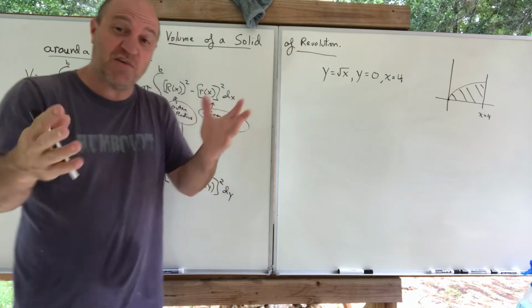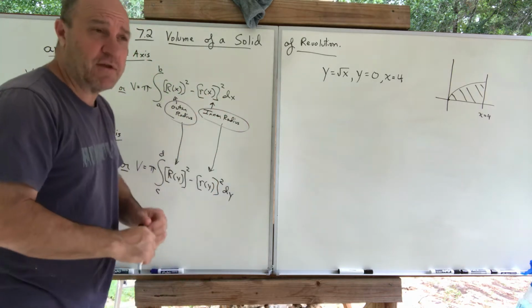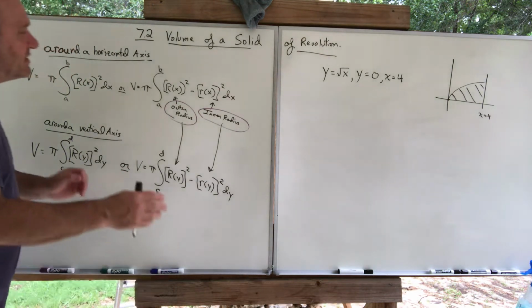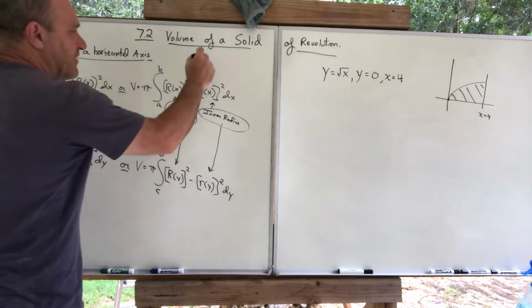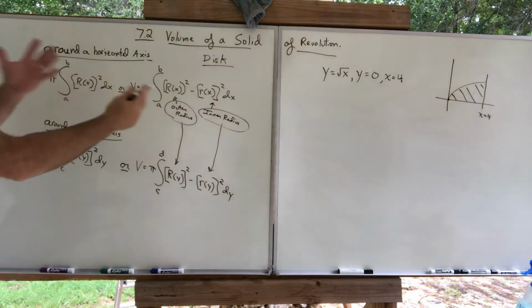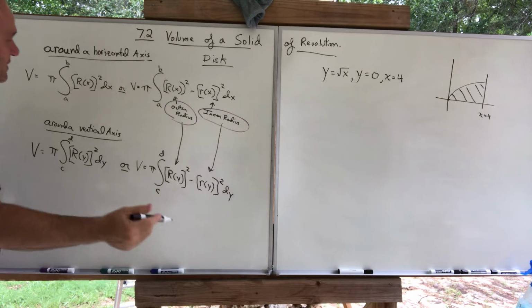And we use the disk method for now. We'll learn another method coming up in section 7.3. But in 7.2 we use what's called the disk method. I didn't even write that down, the disk method. And there's these formulas. Look, it's a lot of formulas, I know.